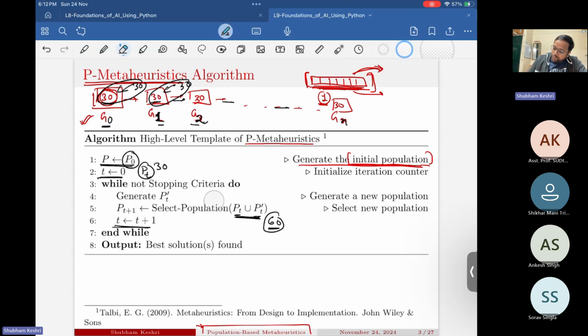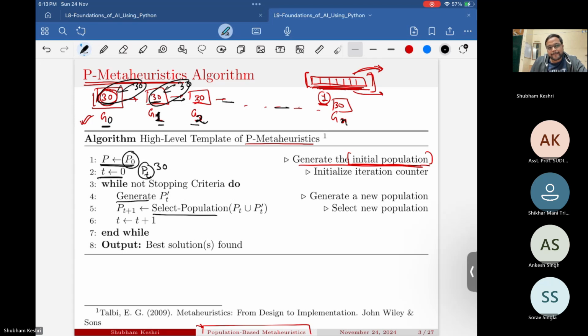Now we'll talk about what we mean by this generate and what we mean by this select from this population. Is it clear? So in some sense, this generation is actually reproduction.